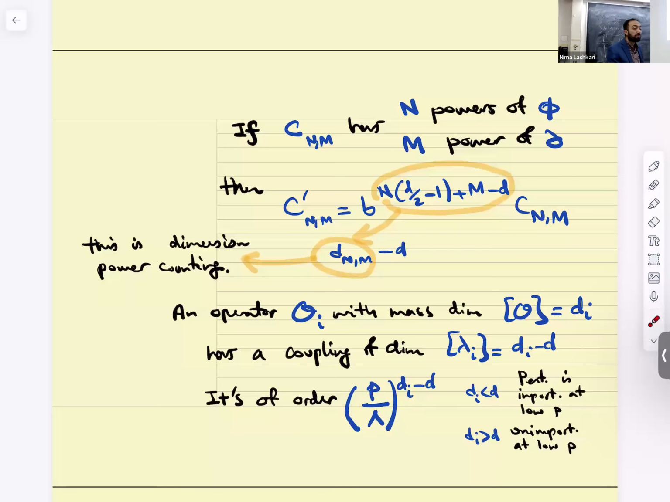So if you have a dimensionful coupling, what's actually sitting next to it is p over lambda to the power of d_i minus d, right? Now, if this is a positive value, where d_i is larger than d, in the renormalization group we keep the cutoff fixed and pick smaller p. That means in the infrared it becomes irrelevant, unimportant at low p, and the other case would be relevant.